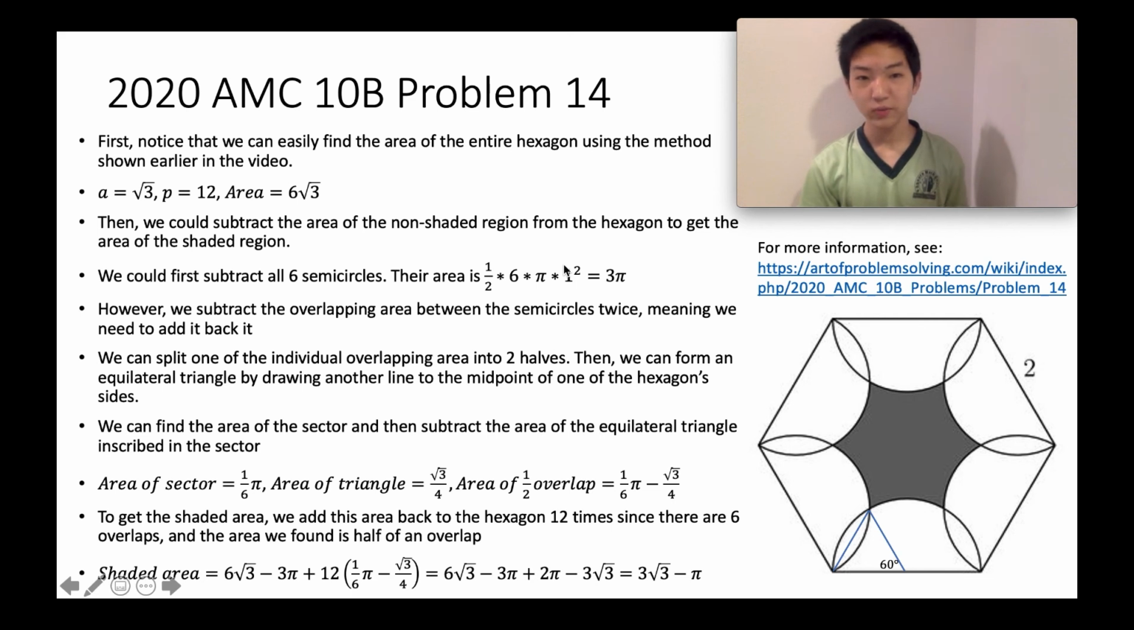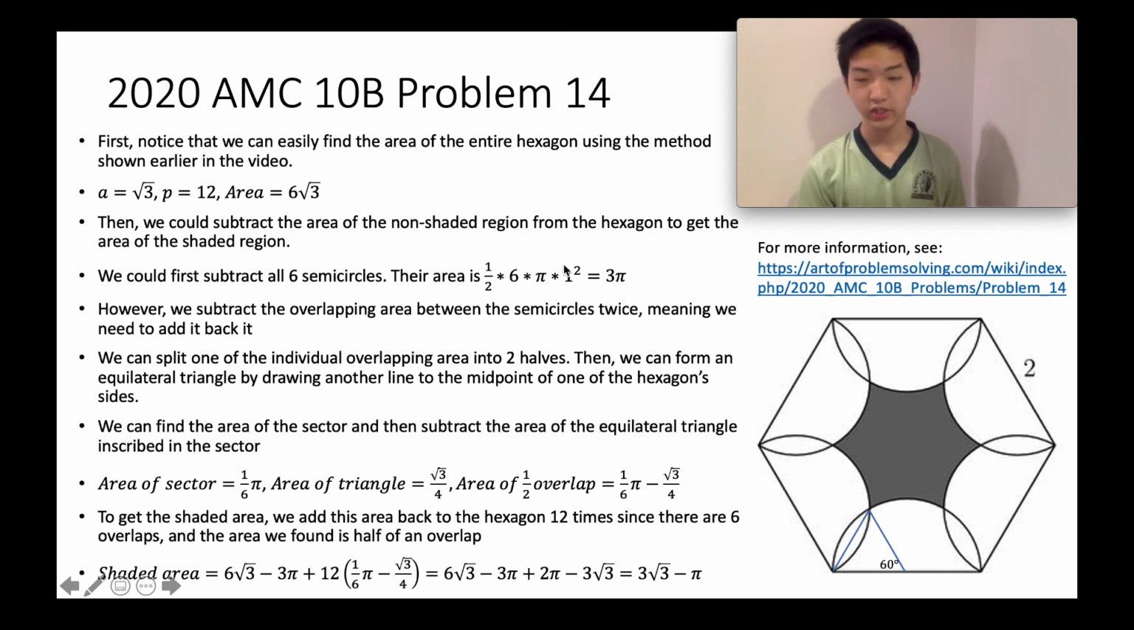First, you can notice that we can easily find the area of the entire hexagon using the method shown earlier in the video. Using this method, we find that the area is equal to 6 radical 3, after we find that the apothem is radical 3 and the perimeter is 12. If you don't know how to finish this step, then rewind the video to review the usage of the 1/2 perimeter apothem formula. Then we could subtract the area of the non-shaded region from the hexagon to get the area of the shaded region.